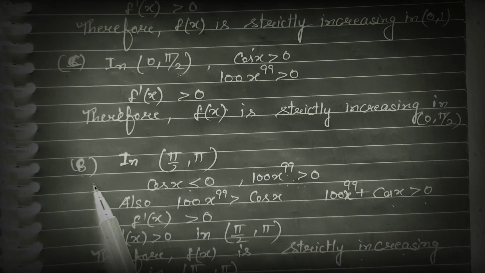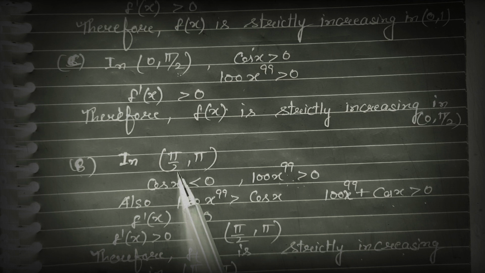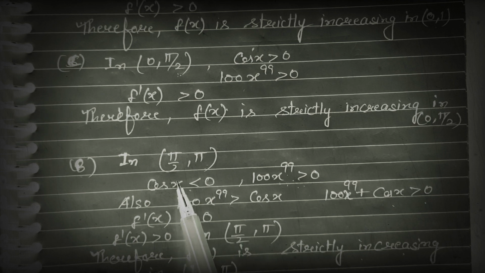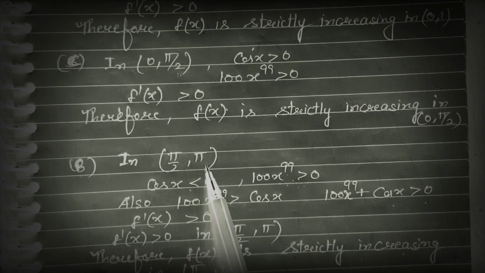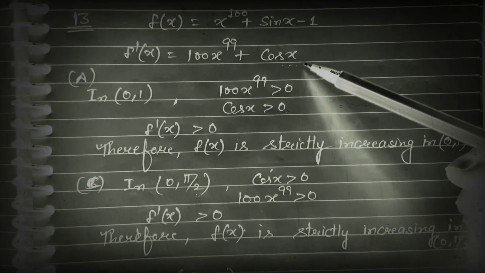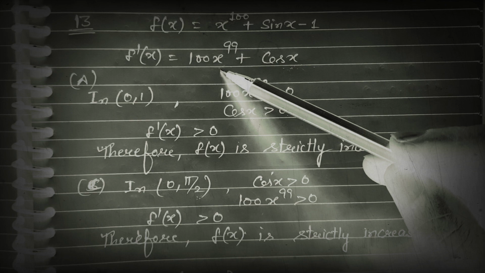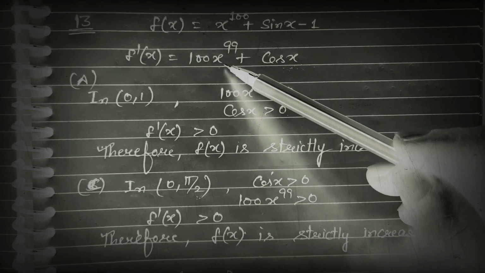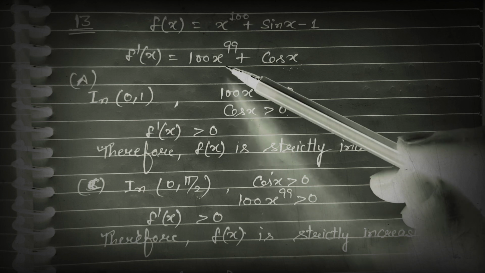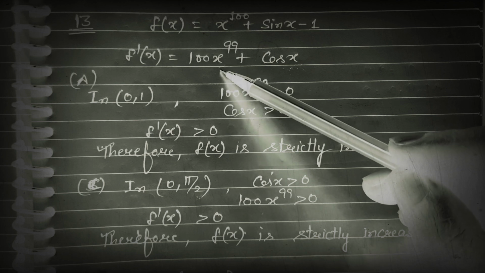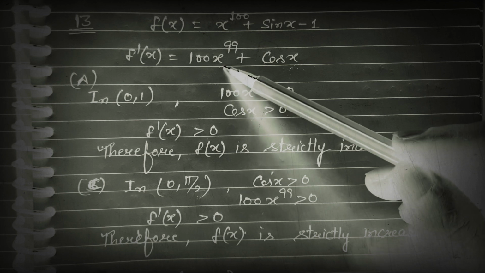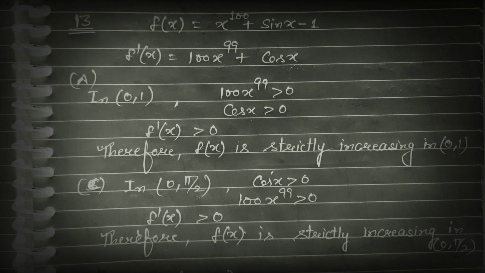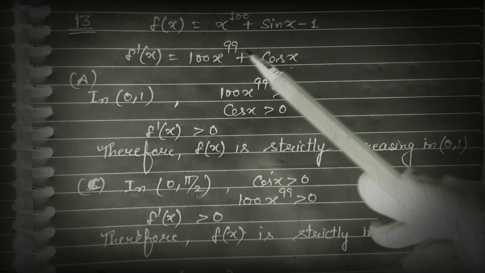Look at second part, B part. In interval pi by 2 to pi, we know that in second quadrant cos x is negative. This part is negative. But in pi by 2 to pi, this is positive value. If we take pi by 2 to pi, suppose 2 pi by 3, 120 degrees, so it is positive. So pi by 2 to pi, it is positive.